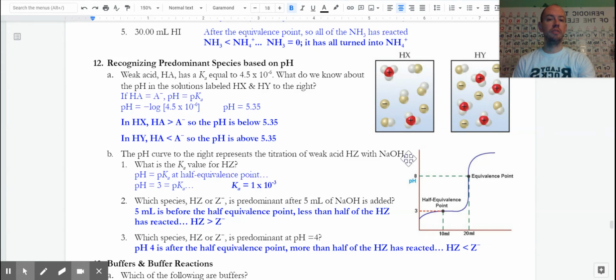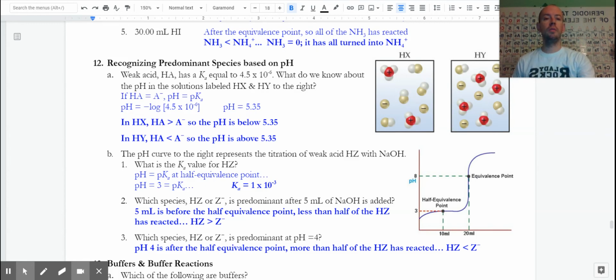Remember that 5.35 in this instance would be 3 of these and 3 of those, and that would be the half equivalence point in the titration. This is before the half equivalence point. If we're thinking about a graph, this is after the half equivalence point. And if we were right there at the equivalence point, that's when all of my acid would have converted to its conjugate base. Because it's a weak acid, we would have a weak conjugate base, and kind of like this one, our pH would be above 7.